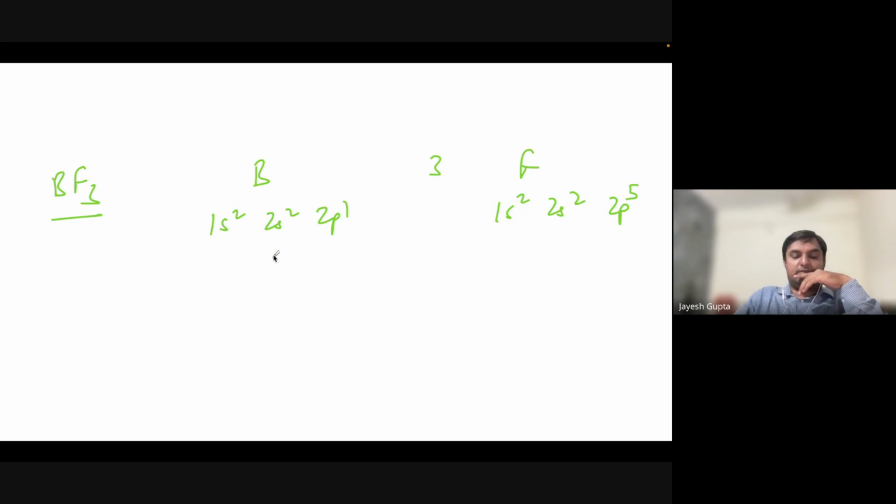First we have to write the electronic configuration. The outermost shell will be the second shell. So 2s2, 2p1 will look like this. You have to make an entire p orbital like this, and then do the same for fluorine's 2p5.